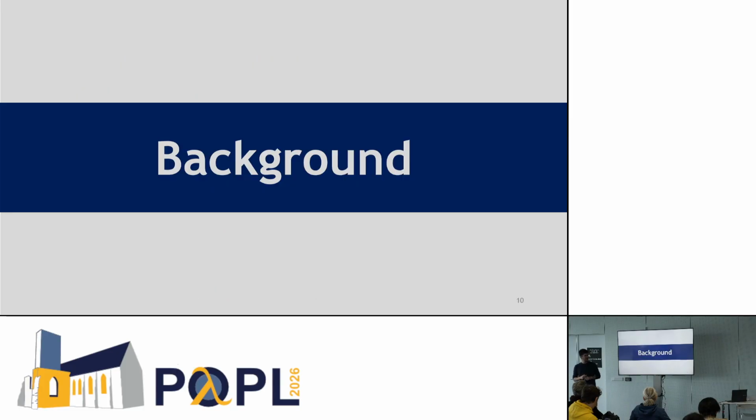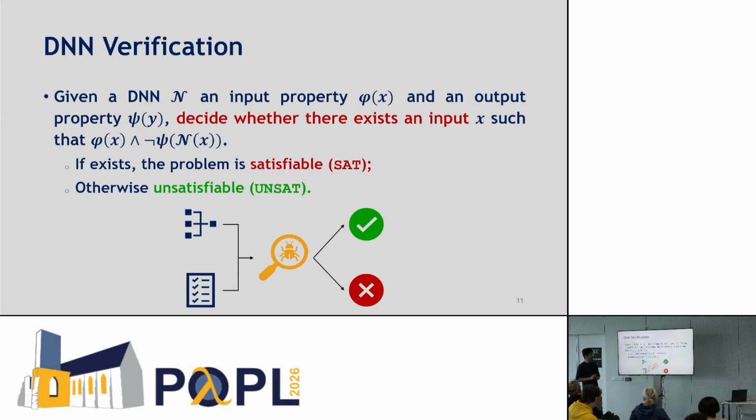But before going into depth, we need to cover some background. I'll start with background on neural network verification. So to formally define the problem, we have a neural network. We define some input property and output property. Then the verification problem is a decision problem of deciding if there exists an input that satisfies the input property, but the corresponding output would violate the output property. And if it exists, we say the problem is satisfiable, and we treat this satisfying assignment as a counterexample, because it's a counterexample for the output property. Otherwise, we say it's unsatisfiable, and we treat it as a compliance of the network with the properties.